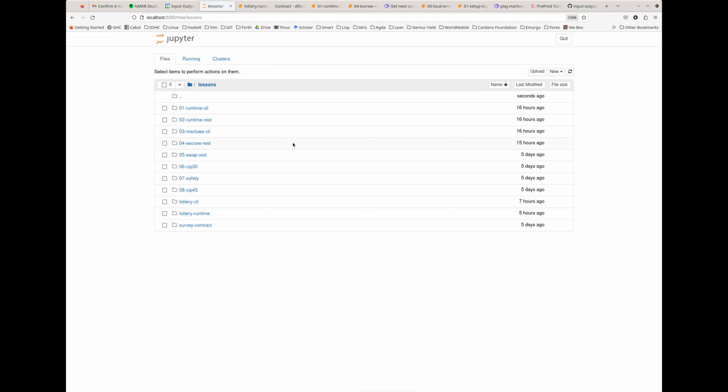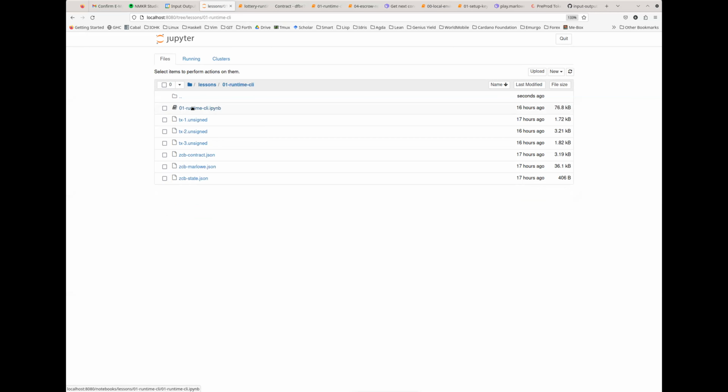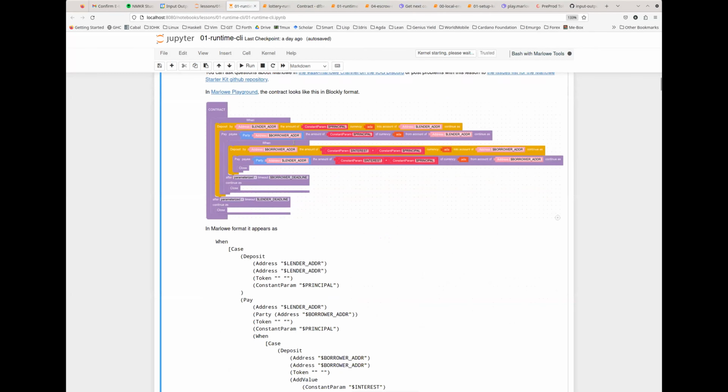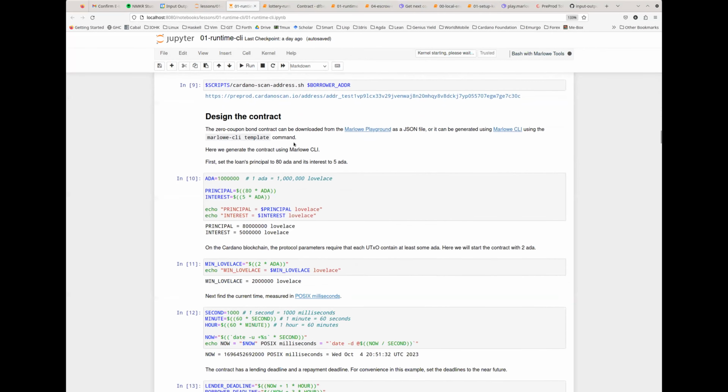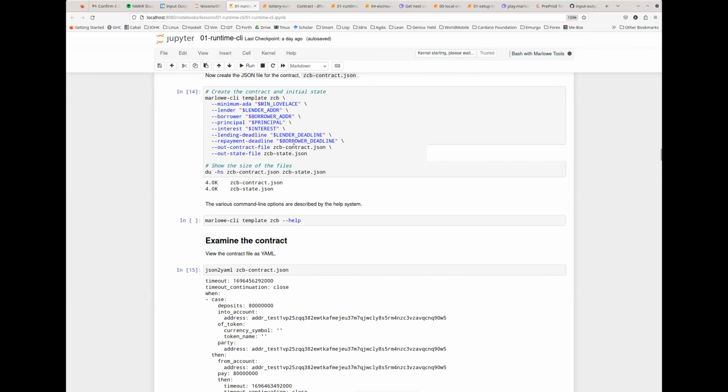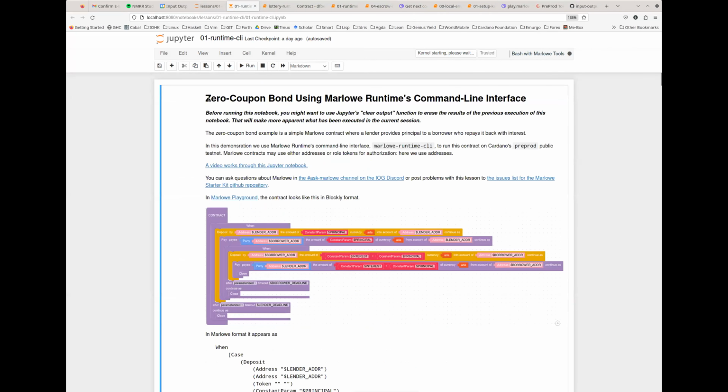So then you have these Jupyter notebooks, and there are lectures. Actually, this lottery stuff I added, but this 1 to 8, that's basically what's in the starter kit. And then they have very nice explanations of how to do this. So there are various walkthroughs.